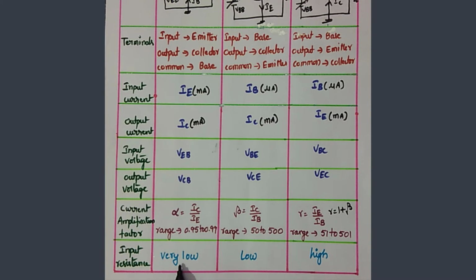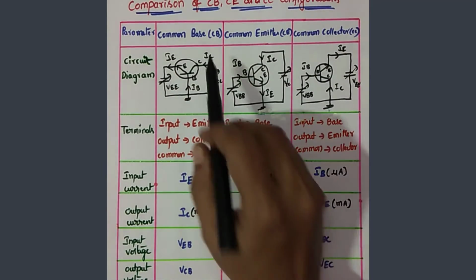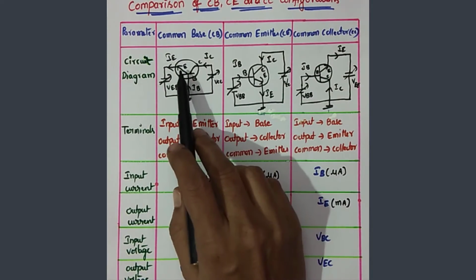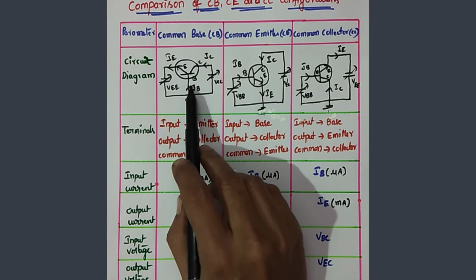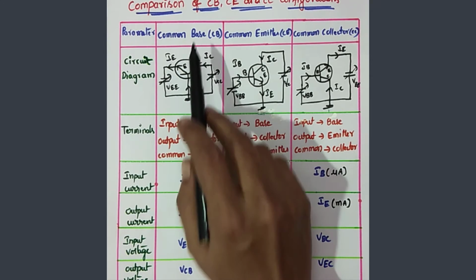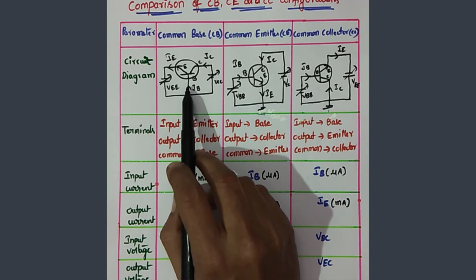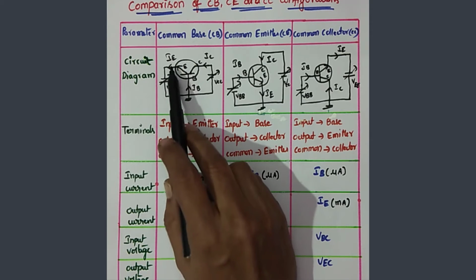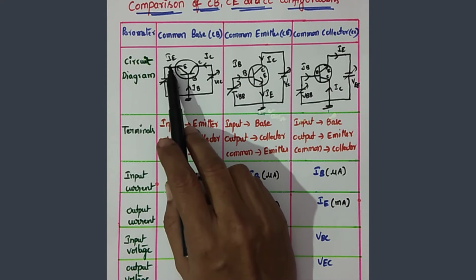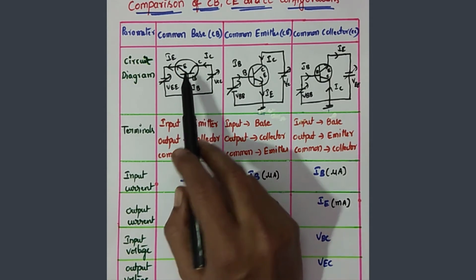Next parameter is input resistance. Input resistance is very low in common base. The reason is, in the common base configuration, what are the input terminals? Emitter is the input terminal, and the grounded terminal is base. So the input that you have to apply is between emitter and base. As the emitter is always forward biased, the current is maximum, so the resistance is very less.